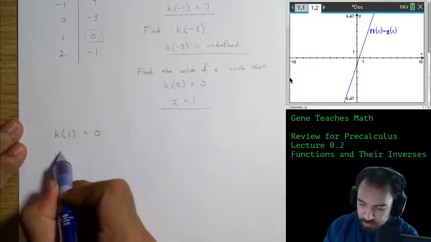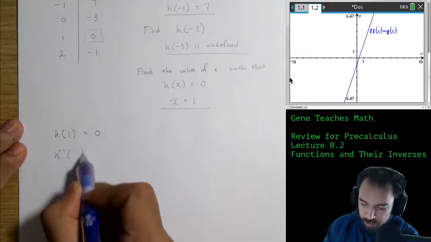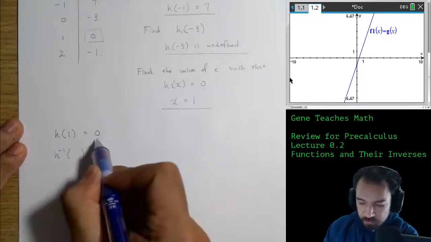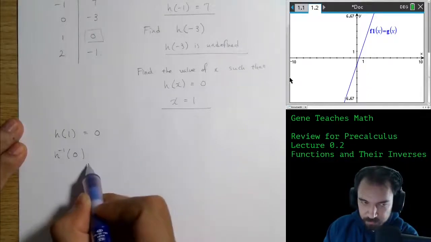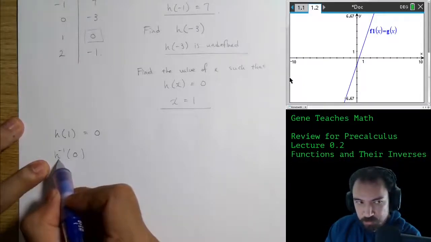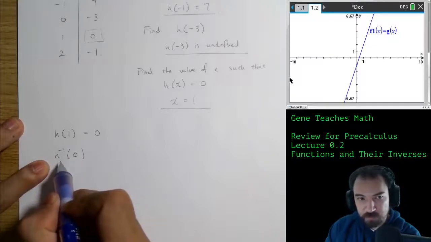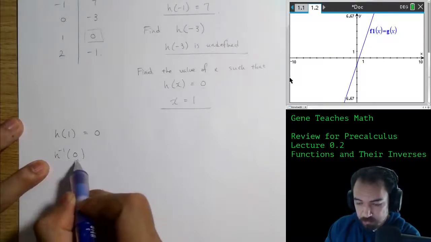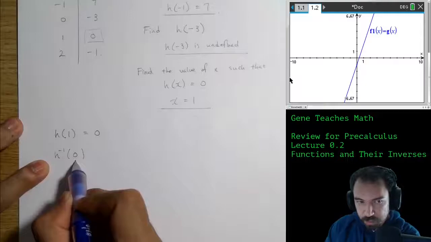I'm going to say h inverse, and in the parentheses here, I'm going to put the 0. Now, what this means to us is it says, I'm going to do the inverse version of h. So I'm going to work backwards, and I'm going to use 0 as the input for working backwards. Wait, what does that mean?